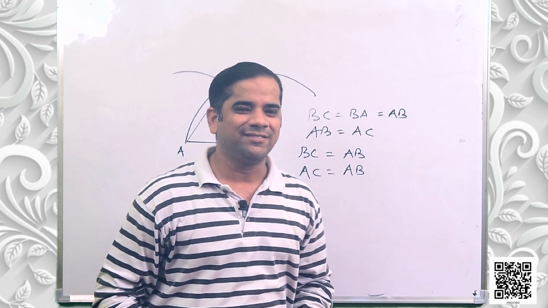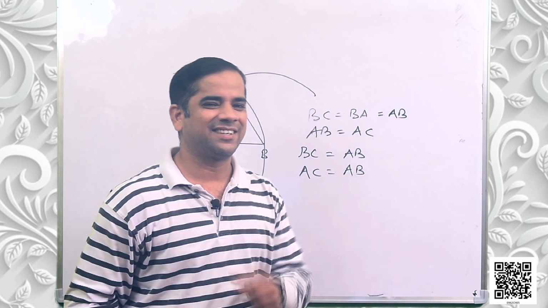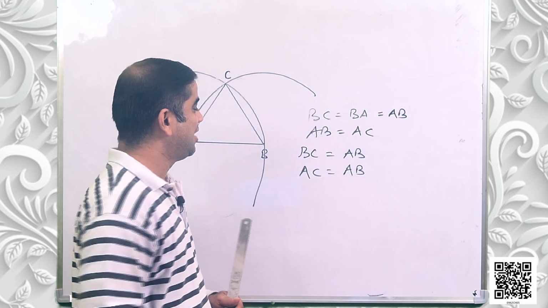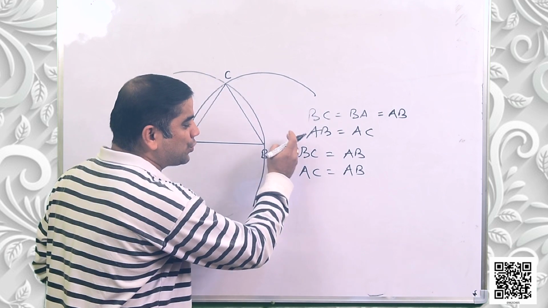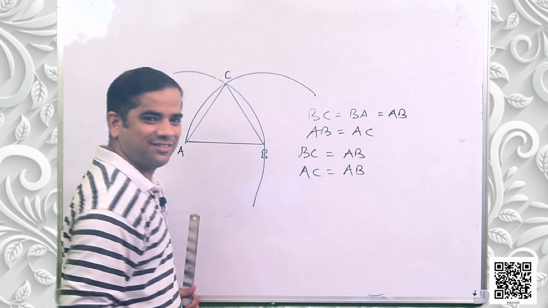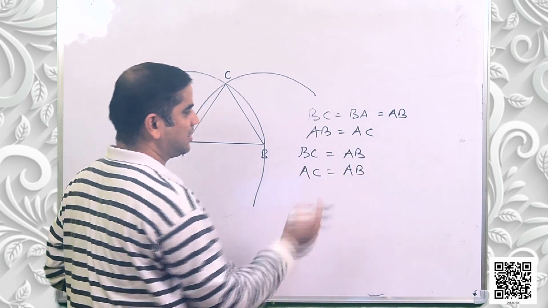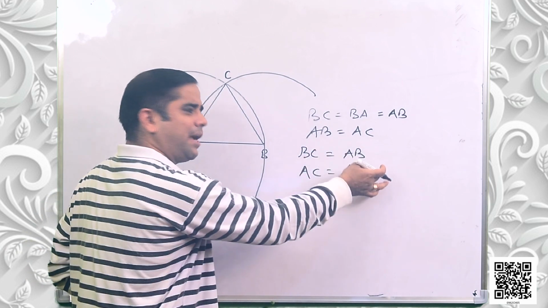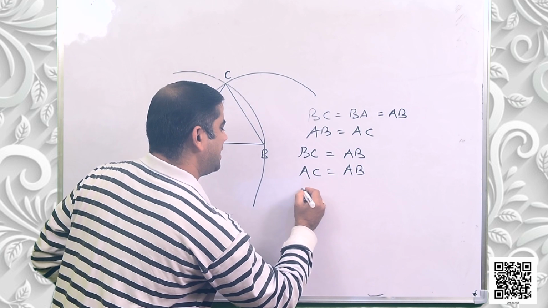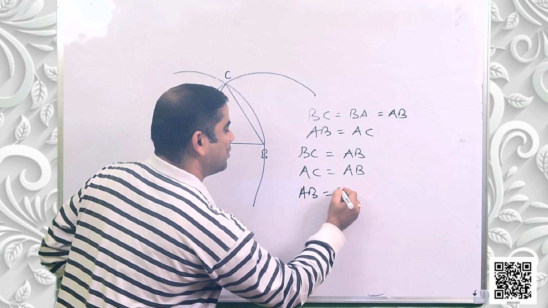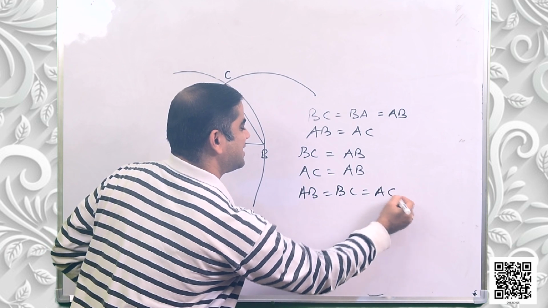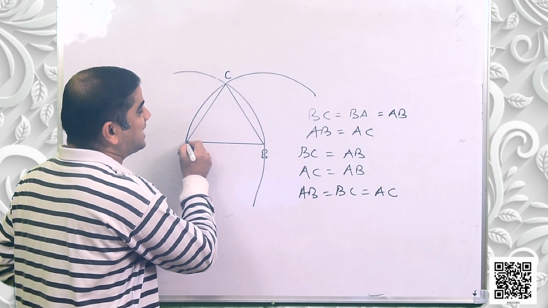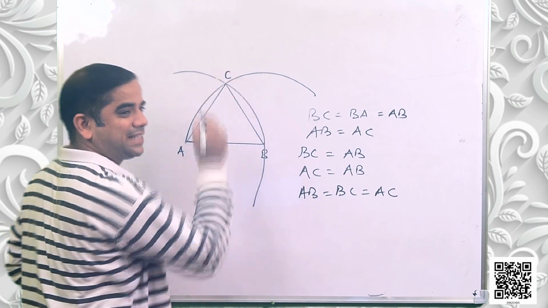Can you recall something? Just guess. Yes, there is one axiom of Euclid which says that if two things are equal to another thing, they are also equal to each other, isn't it? So here BC is equal to AB, AC is equal to AB, that means AB is equal to BC is equal to AC. That means the given line segment AB, the line segment AC and line segment BC are equal to each other.